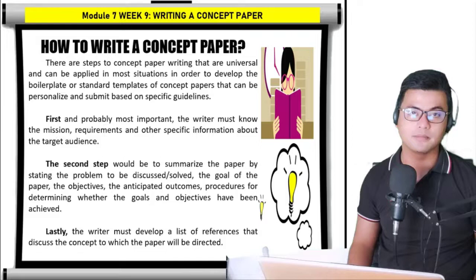Commonly, table to ginagawa para kita mo na kagad, okay? Dito yung activity, objectives, dito yung materials, procedure, and then outcomes, okay? Yung produkto, yung resulta. And lastly, the writer must develop a list of references that discuss the concept to which the paper will be directed.